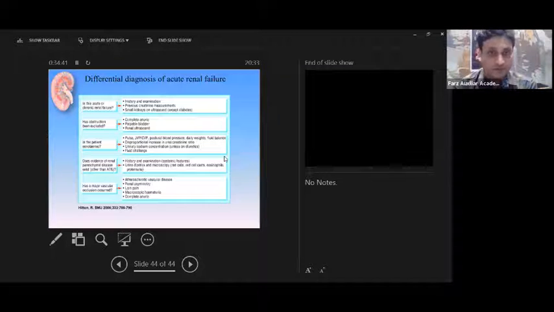Then we have to see whether the patient is hypovolemic, meaning dehydrated. We have to see pulse, JVP, CVP, and dry weight, and see whether there is a rise in urea and creatinine. We have to see whether urine sodium is more than 20 or not. Many times we have to give a fluid challenge, and if the patient improves after the fluid challenge, it is prerenal, otherwise renal, and we have to treat accordingly.